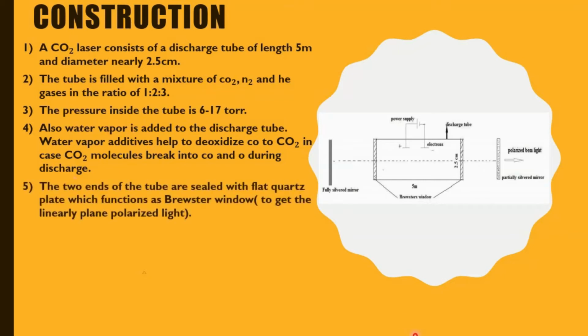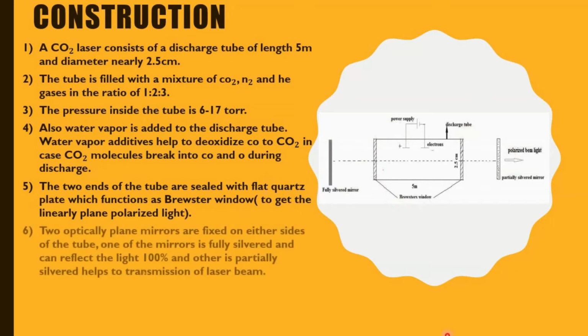Now the fifth point is the two ends of the tube are sealed with flat quartz plates. So there will be a flat quartz plate placed on both of the sides which function as Brewster's windows. So this one and this one act as a Brewster's window. That means that it will give linearly plane polarized light. So this portion works as the Brewster window, that is the flat quartz plate.